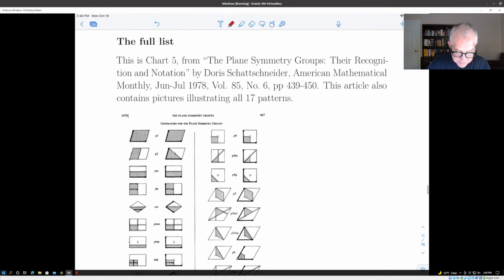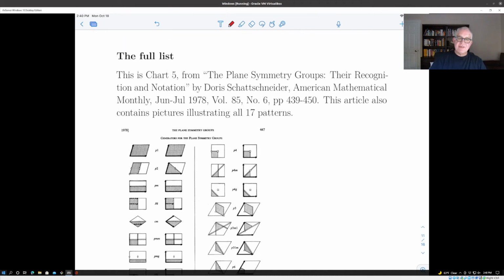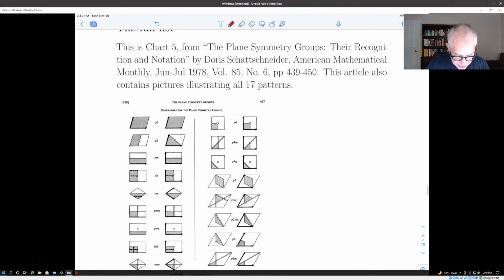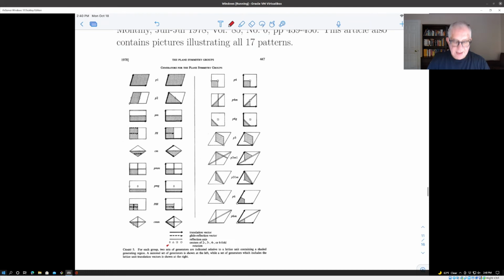So as I mentioned, there are 17 altogether, 17 different ways to do this, to make a lattice. And this picture, which I took from an article by Doris Schattschneider in the American Mathematical Monthly called The Plane Symmetry Groups, Their Recognition and Notation, tells you how to make all of them. And the only thing you need to know is how to read these diagrams. And so let's start with this. Let me just give you a clue as to how to read this diagram.